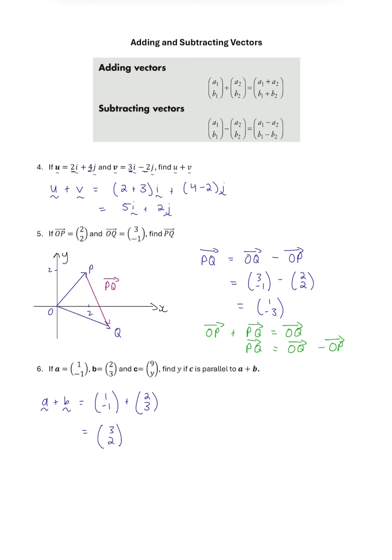Finally, if I know they're parallel, I know there is a scalar multiplication. So I know here that this vector 3, 2 multiplied by some scalar will give me vector 9, y. And just by looking at the x components, I know that my scalar multiplied by 3 will give me 9. So therefore, my scalar multiplier must be 3. So here, to find out my y value, my y will be equal to 2 times 3, which will be 6.